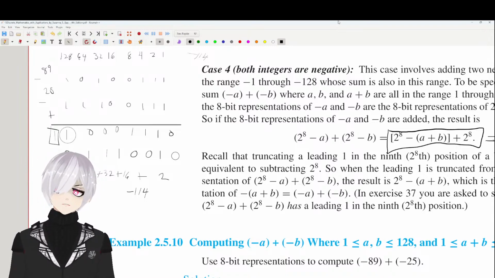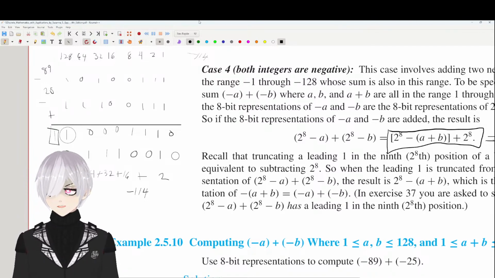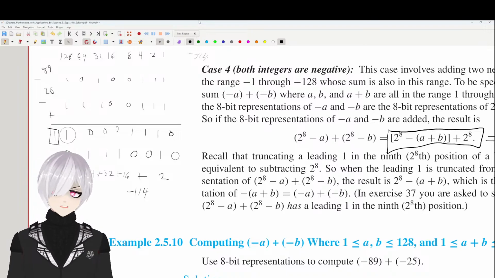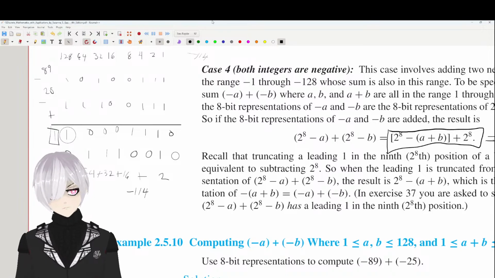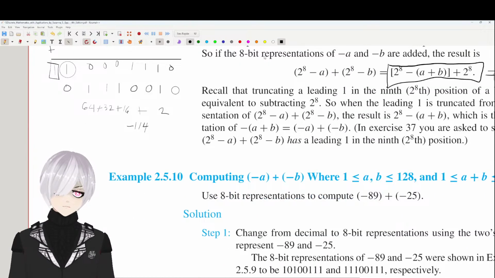I think it's just a coincidence that negative 13 and negative 114 are so similar, but I don't think there's some easy way to go from one to the other, easier than just getting the two's complement. Yeah, it might just be a coincidence in this case.